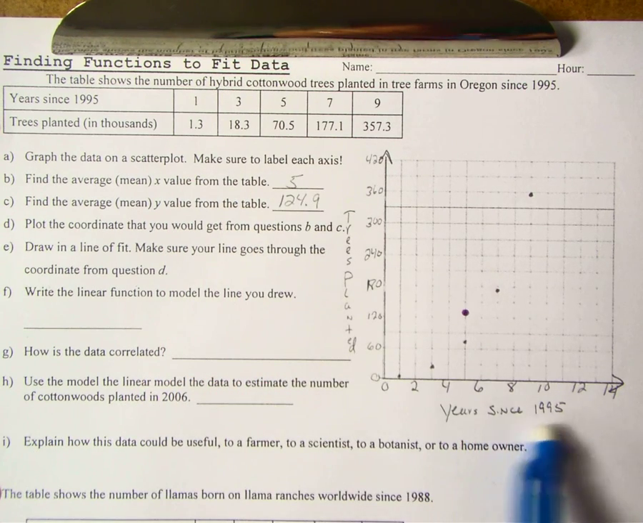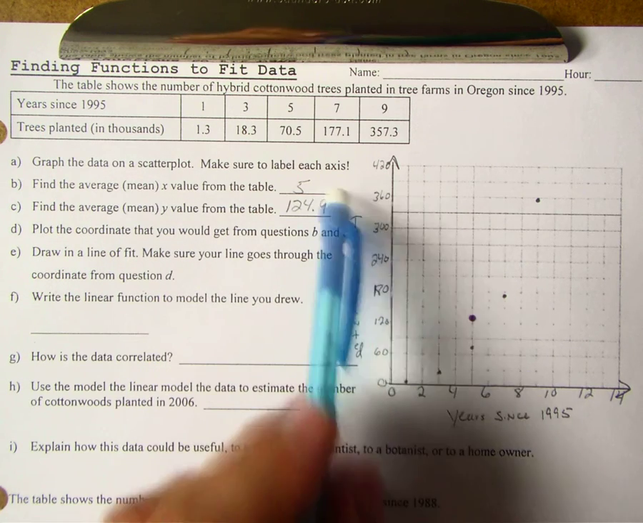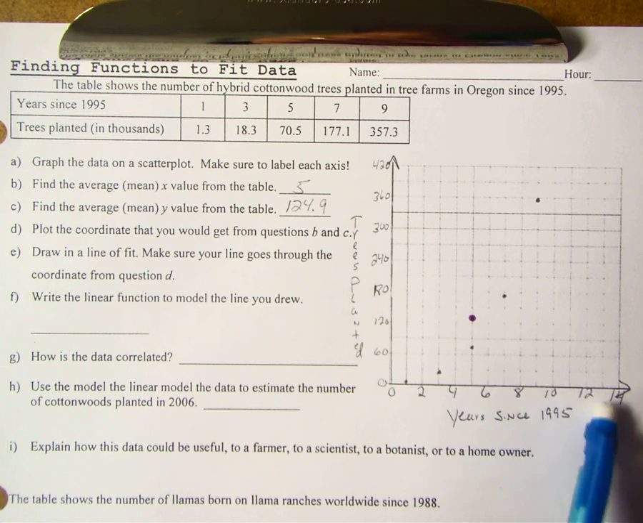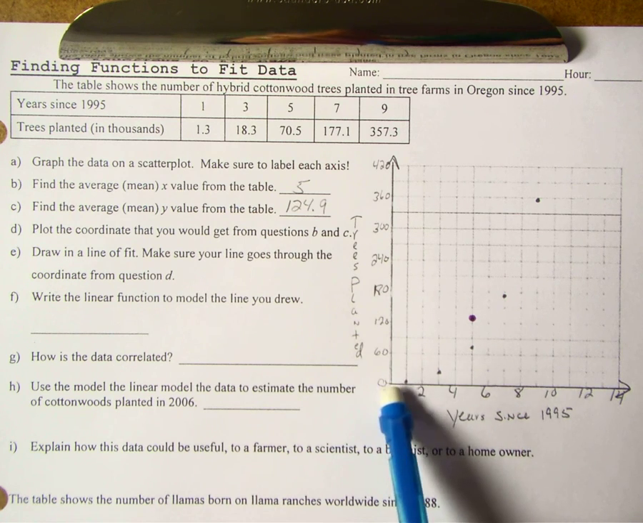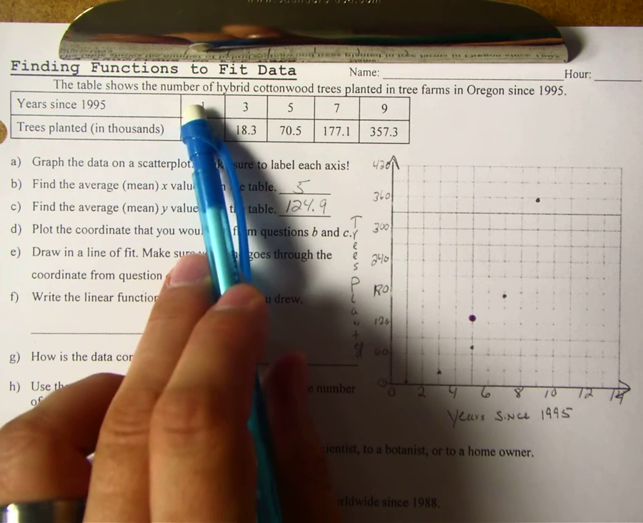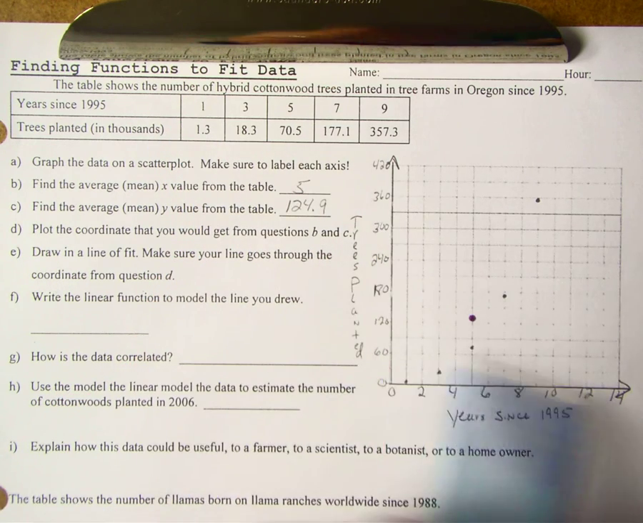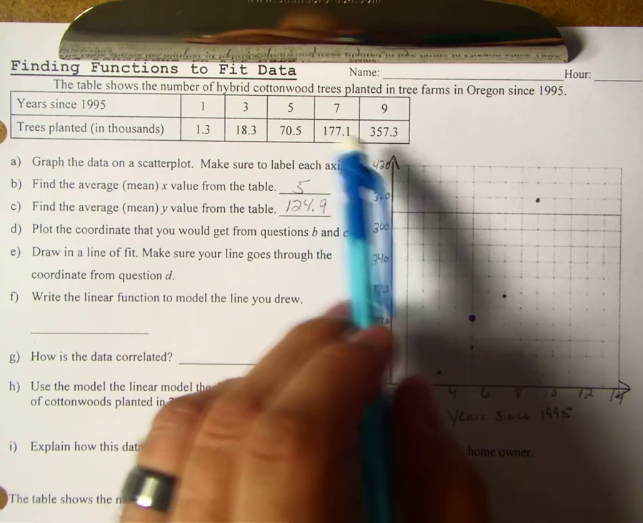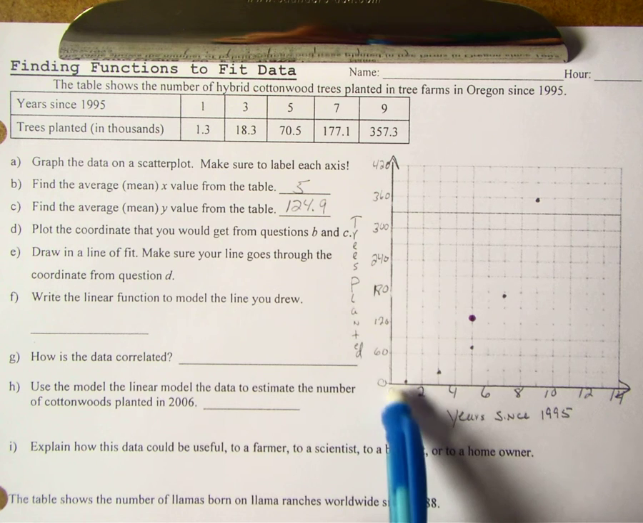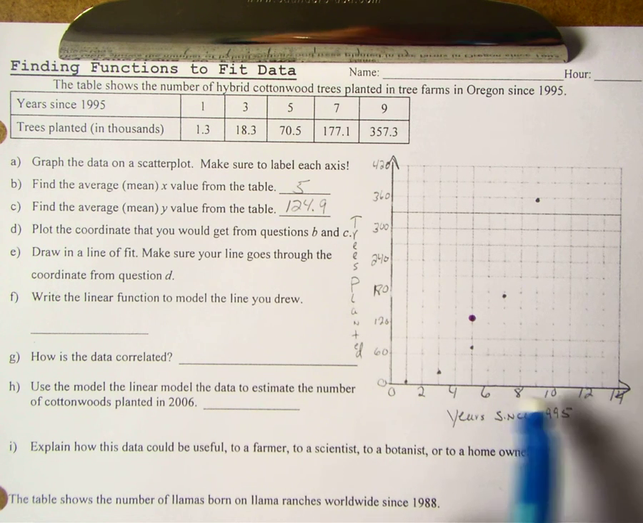So this is years since 1995, since that's our X value, and the trees planted would be our Y value. I want to talk about the units that I use to go up by here. If you look at your X values here, they go from 1 to 9. So we usually like to start at 0 if we're going to do all positive numbers. That's why we've got the L graph, because they're all positive numbers. And if you go from 0 to about 9, if you went up by 1s, you'd get to right about there. So going up by 1 should be fine.